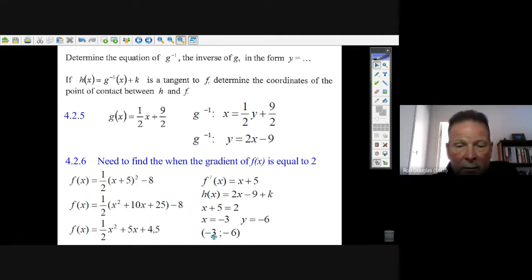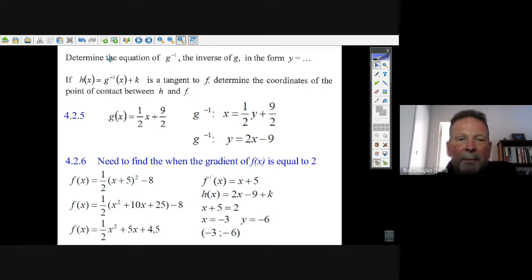It's minus 3 as the x coordinate. On the y coordinate, all we do is take that minus 3 and put it back into the function. Minus 3 plus 2 squared plus 5 is 2 squared, which is 4. Half of 4 is 2. 2 minus 8 is y equals minus 6.